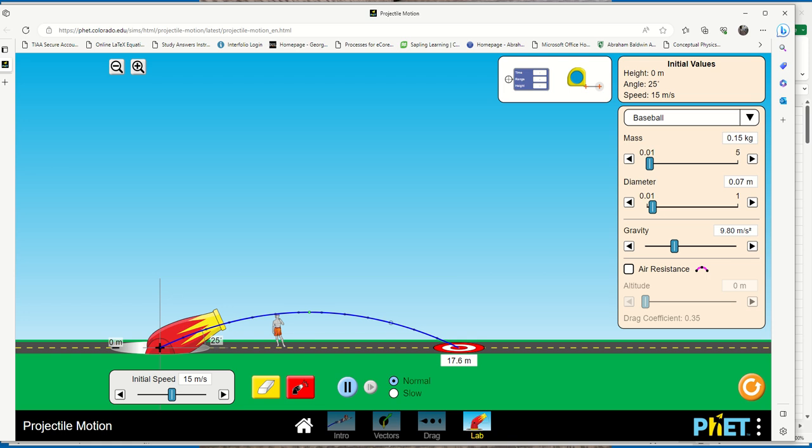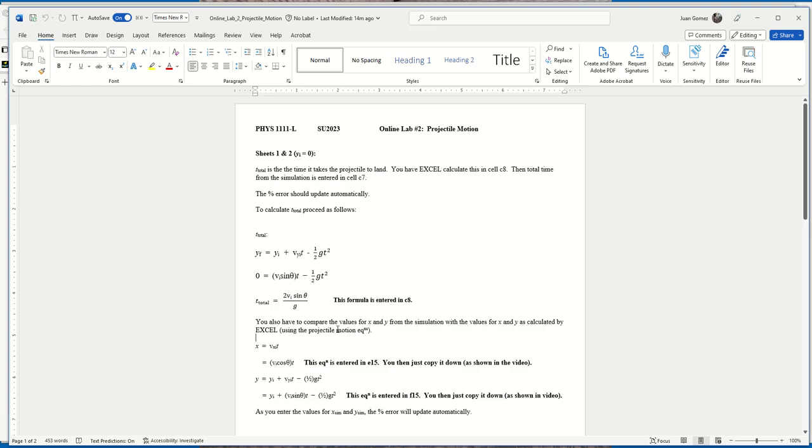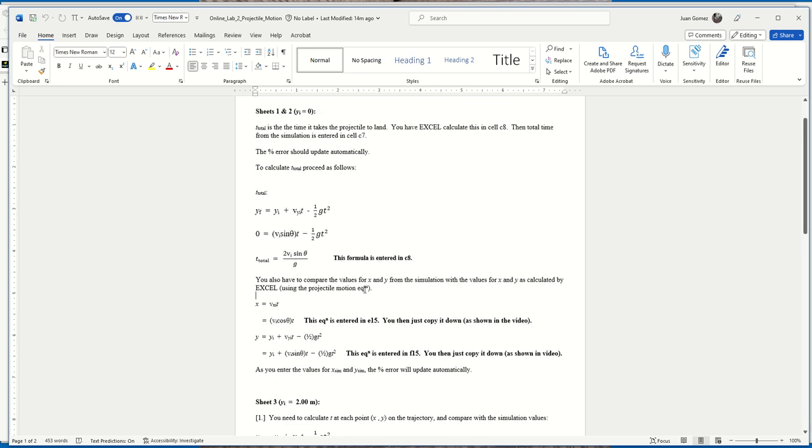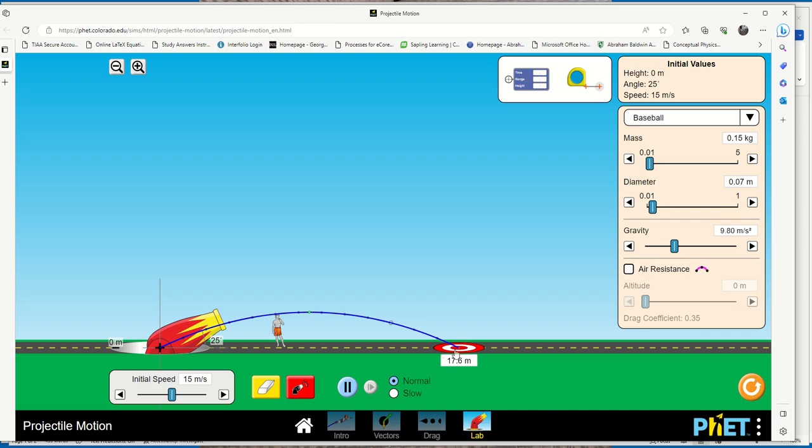If you go to the Word file that has the equations, the total time is the time it takes from start to end. The total time is derived like this. We have projectile motion equation 2, yf equals yi plus vyi t minus 1/2 g t squared. Remember, in sheets 1 and 2, y initial is 0. When it lands, what's y final? When it lands, y final is also 0.